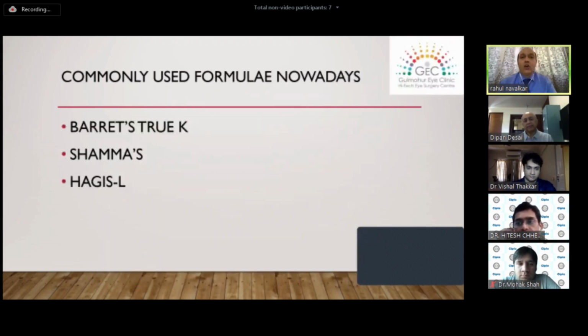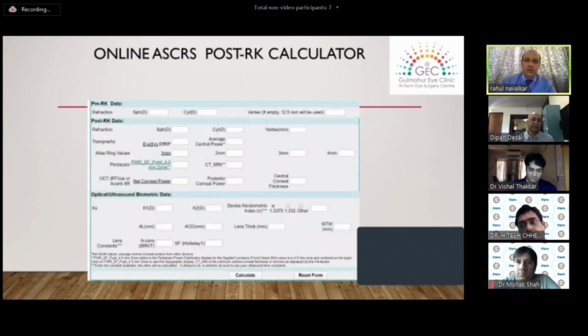But what are the really commonly used formulae nowadays? Barrett's True K formula, which is available on many of the newer optical biometers, Shammas No History formula, and Haigis-L. These are the three most commonly used formulae which are applied for post-refractive surgery. Of course, as Dr. Goel has shown, an online ASCRS post-RK calculator, which is most beneficial, especially for those who don't have access to an optical biometer, is also really helpful over here.